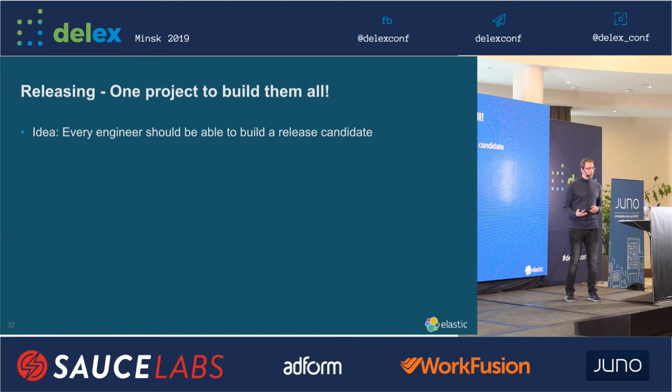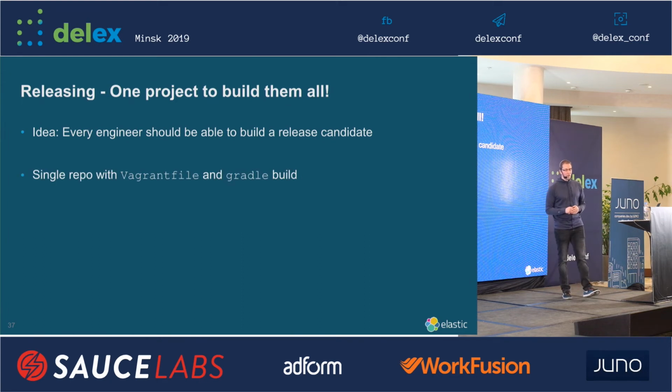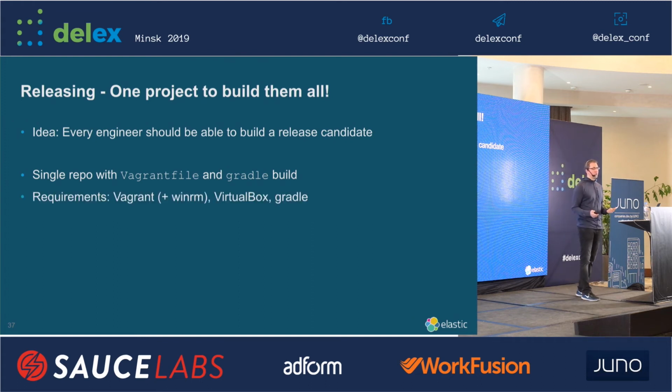We want to make sure that everyone within the engineering team, no matter if management or backend developer or front-end developer, is able to create a release. What does this mean? Well, we solved this by having a dedicated repository for this, which basically only contains a Vagrant file and a Gradle file. So all the requirements you need to have locally or on an Amazon machine are Vagrant plus a Windows plugin, because we create a Windows installer for some of our products, VirtualBox and Gradle. And that's pretty much it.